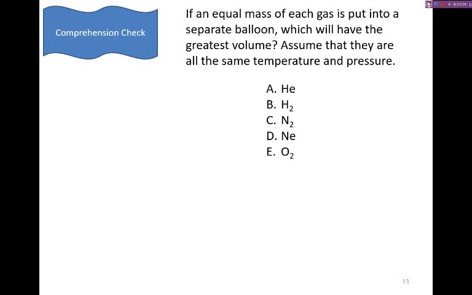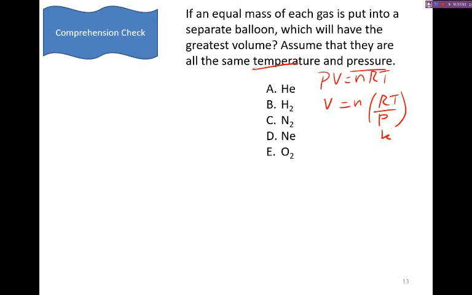So if we have an equal mass of each gas put into a separate balloon, which will have the greatest volume? Assume they're at the same temperature and pressure. How do we think about this? Well, we know from the ideal gas law that there's a relationship between all of these different variables. We're assuming that there's the same temperature and pressure. So then we can essentially just relate moles to volume, and this is some constant we'll just call K. And so a higher moles means a higher volume.